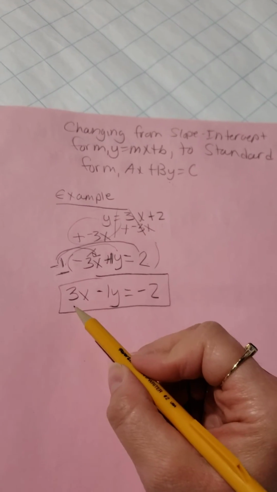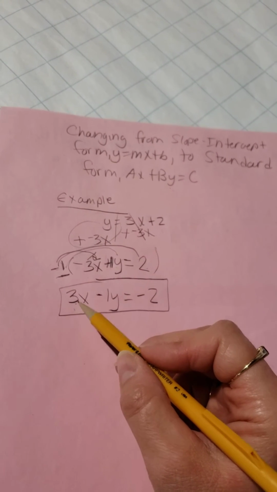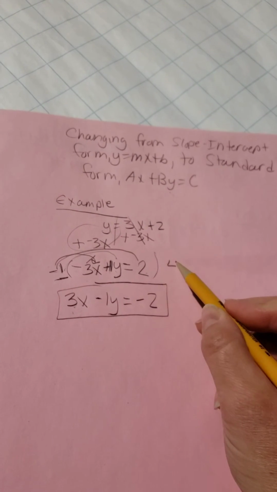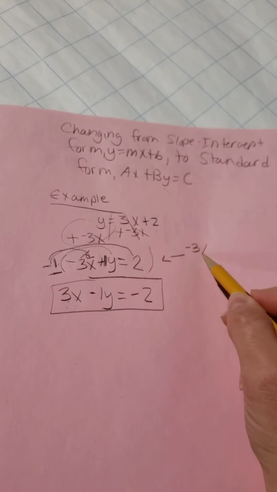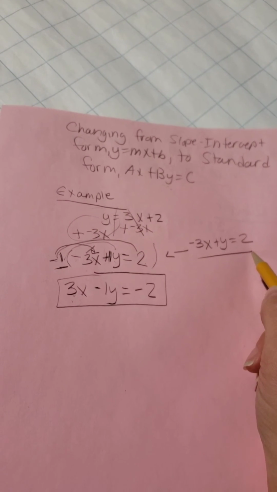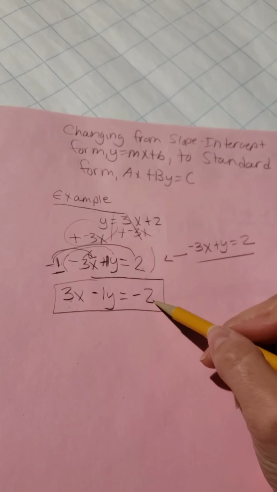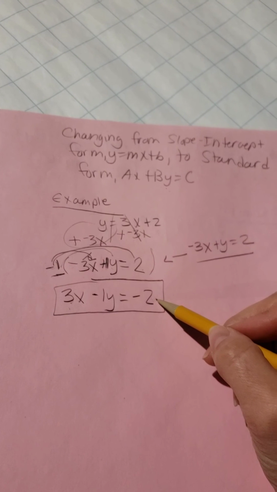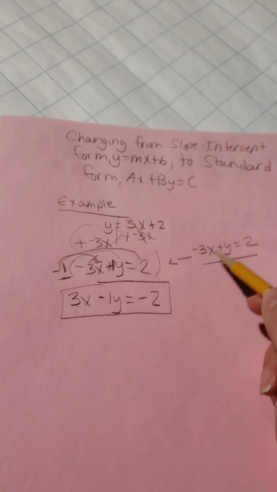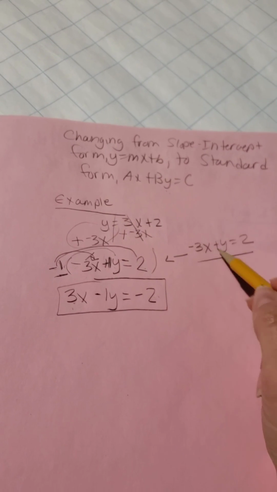Again, you never want this x term, the a value as they call it, to be negative. But for me this year, I'm not requiring that. So I would have been okay with leaving it negative 3x plus y equals 2. I would have been okay with that. But this is the technical answer. This is the answer that you're going to need next year, so I want to make sure I mention it. But for our purposes this year, we're just starting off with this, just making sure that it's in kind of the standard form.